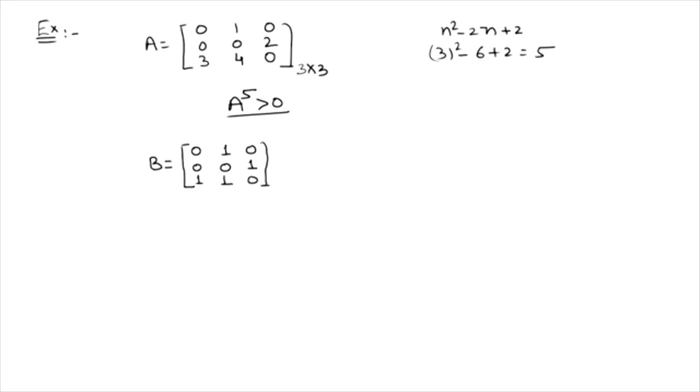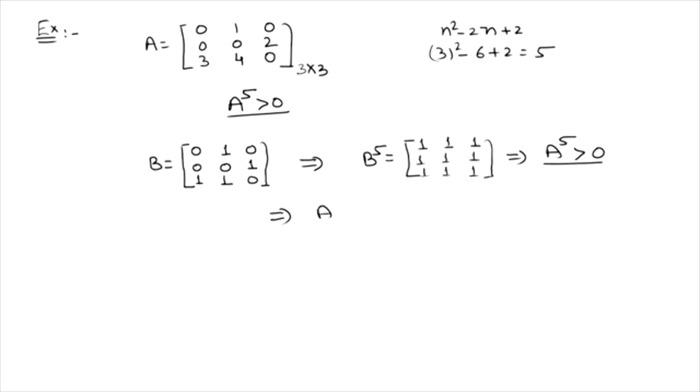A raised to power 5 will be a positive matrix, meaning all the entries in this matrix will be positive, when B raised to power 5 has all entries equal to 1. If I calculate, I find B raised to power 5 is the matrix of all 1s, which implies that A raised to power 5 is a positive matrix, which implies A is primitive. So, this is the way of applying the Frobenius test for checking the primitivity of a given matrix.